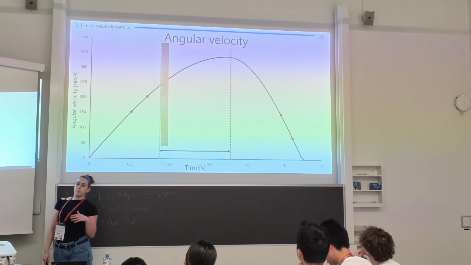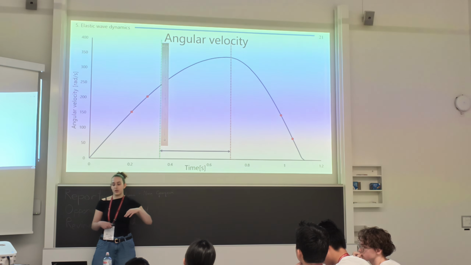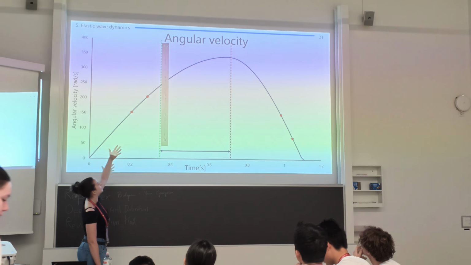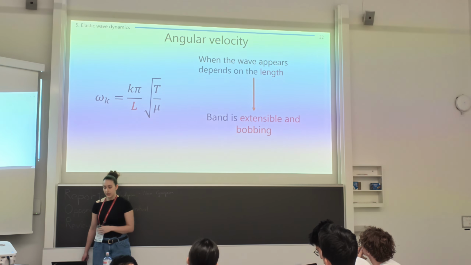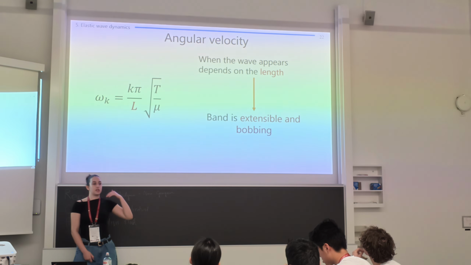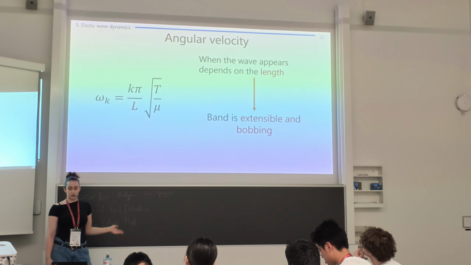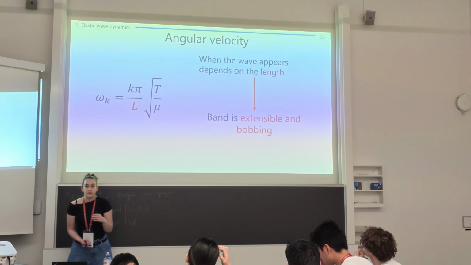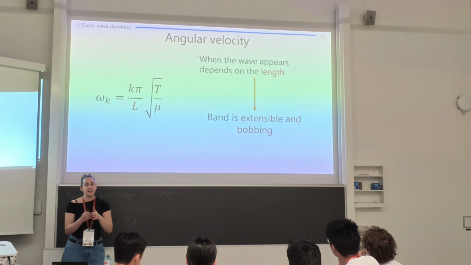Now what we can notice is the difference between the highest mode and the peak of angular velocity. And that is explained because, after what I explained, we have the bobbing, which is a vertical motion, and I'll talk a bit further on. So this vertical motion, as the band is extensible, we have the band itself.